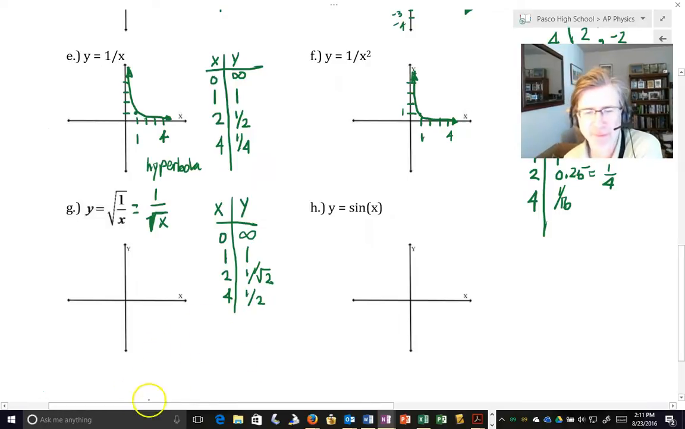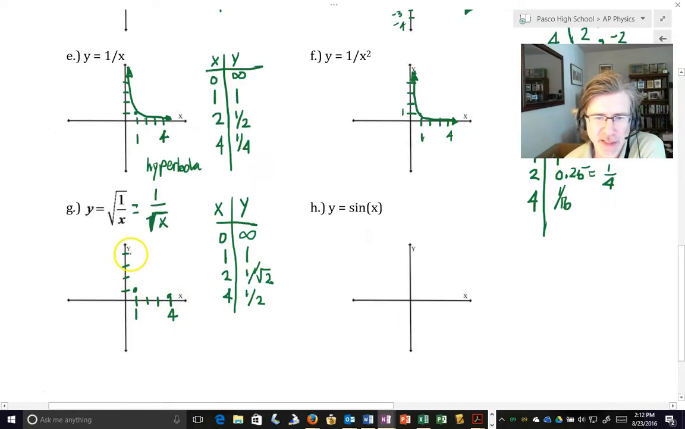So let's do these axes again. 1, 2, 3, and 4. And 1, 2, 3, 4. 1 to 4 in x. And if this is 1, then we get all the way over here at 4 before we're at 1/2. And so this one is not climbing near as quickly as the other one. So it's nice and easy.